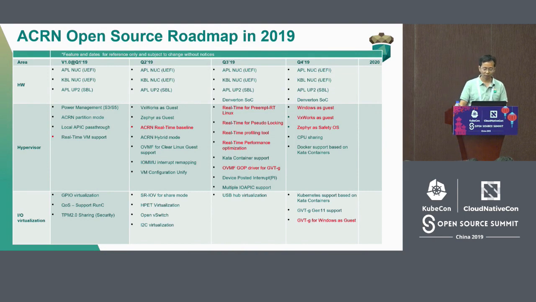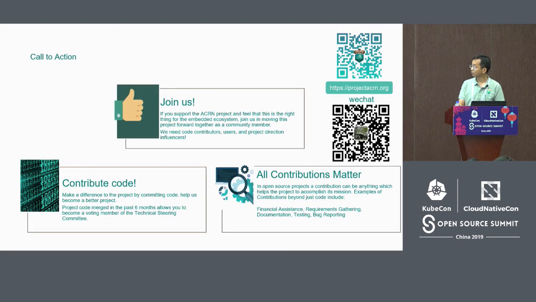This is our roadmap. You can see that both green and red parts are about our real-time requirements, and by the end of the year, we want to activate all the features. These are our major goals. And we're approaching the end.